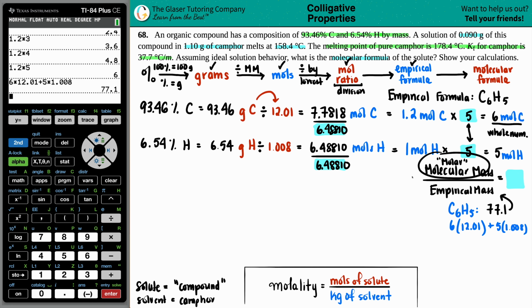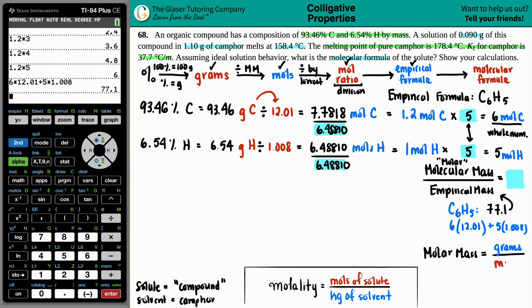However, do I have a molecular mass? They didn't say, right? They just said that we had 0.090 grams of this compound. But they didn't say specifically what the molar mass or the molecular mass is. Remember that a molar mass, or a molecular mass, I guess we'll say molar mass, is always the grams that you have of that compound divided by the moles.